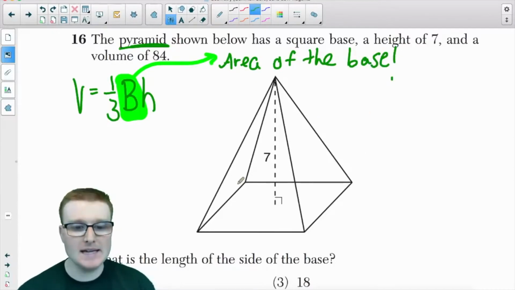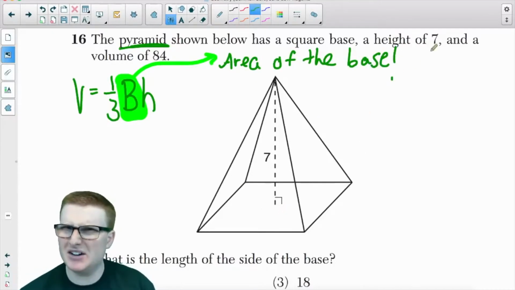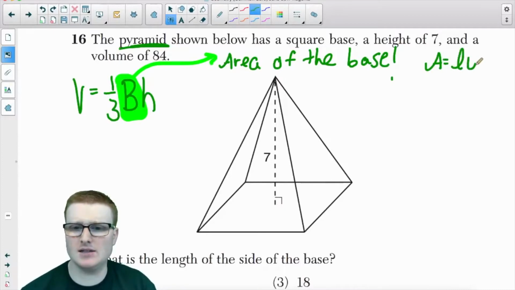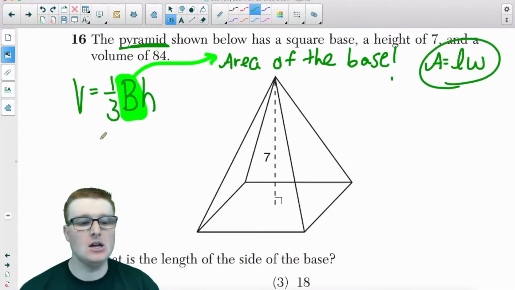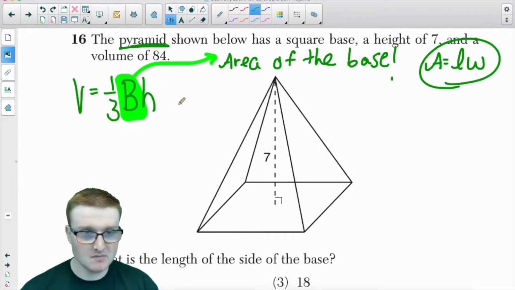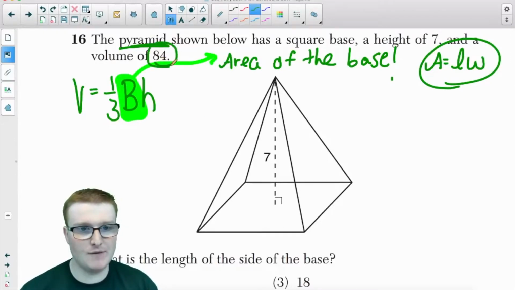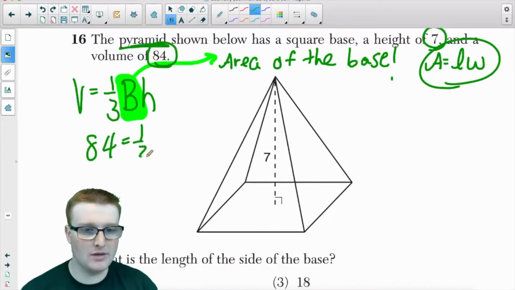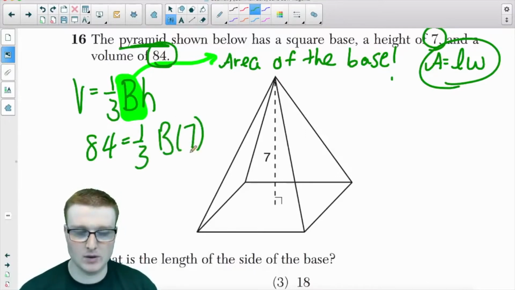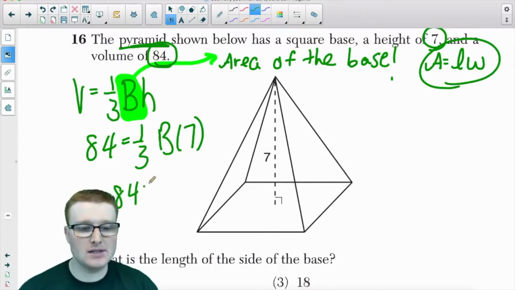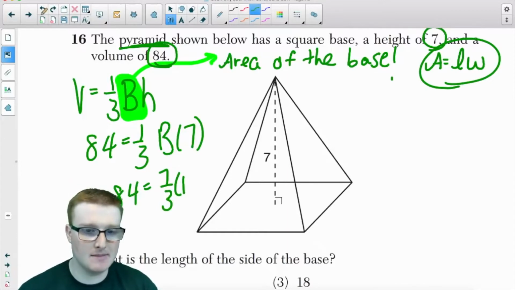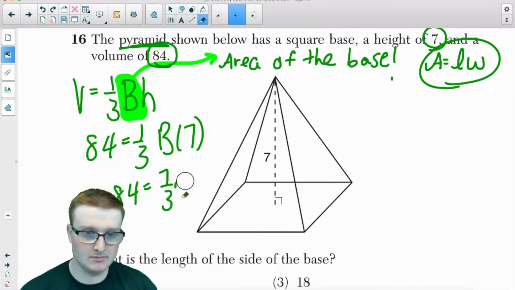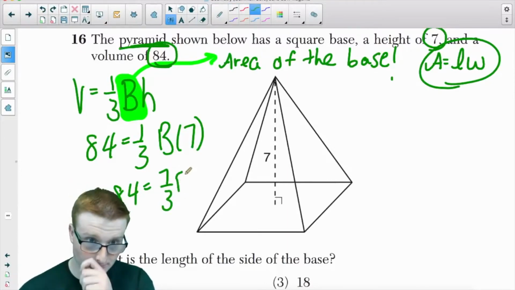Okay? Well, the base in this case is a square. So what is the area of a square? Well, the area of a square is just length times width. Know it. So what we're going to do is plug in the information that they gave us. The volume is 84. The height is 7. So 84 is equal to 1/3. We don't have capital B. We have 7, though. Okay? So we get 84 is equal to 7 times 1/3, which is just 7/3 times the capital B.